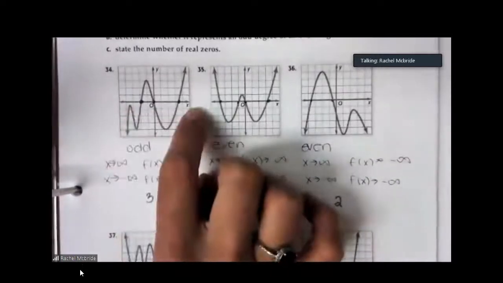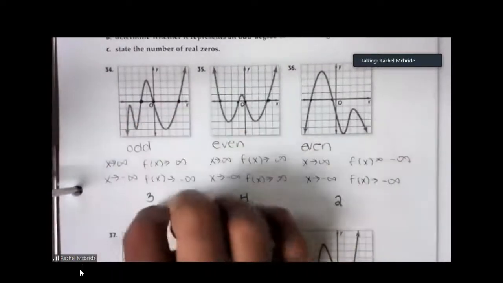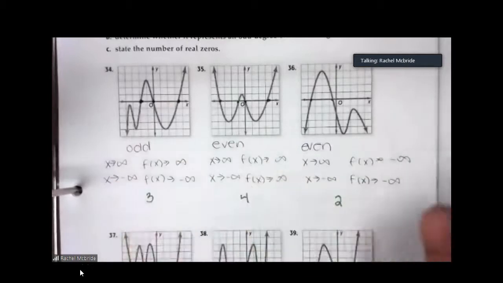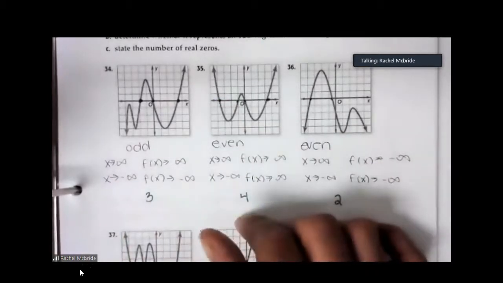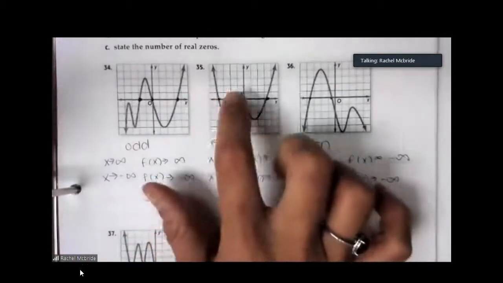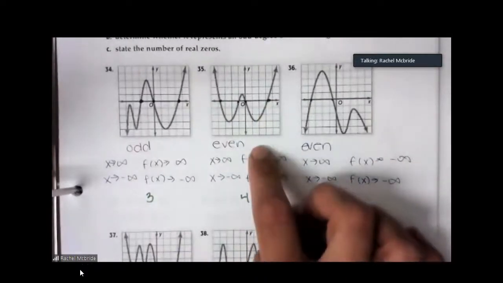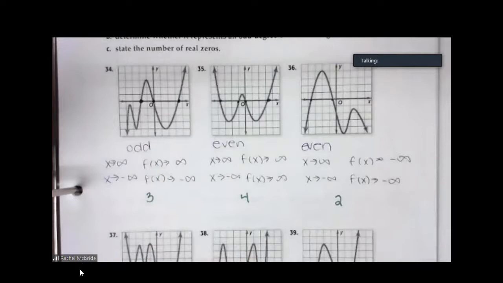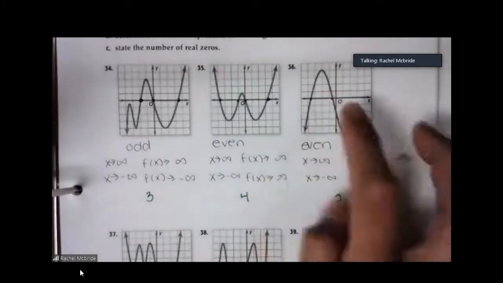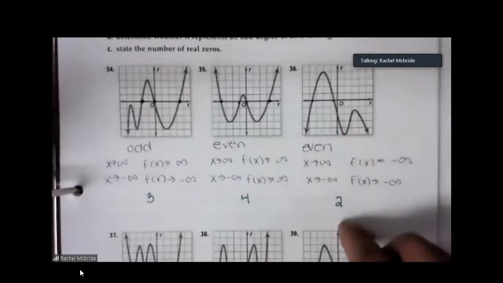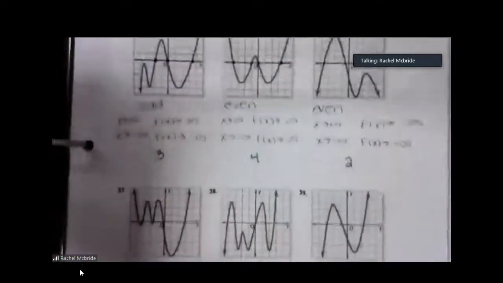The number of roots, if it's odd, will always be odd. The number of roots, if it's even, will always be even. So you can see here you have 4 real zeros. That's an even number, and that's an even function. We have 2 zeros. It's an even function, even number of zeros.